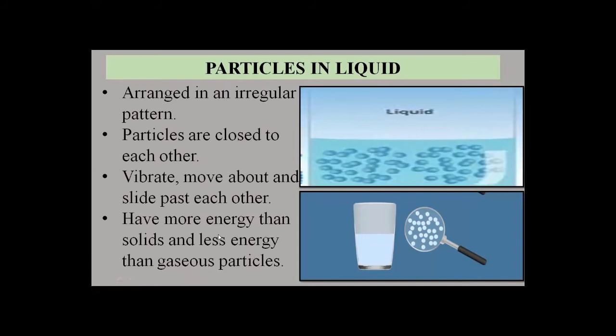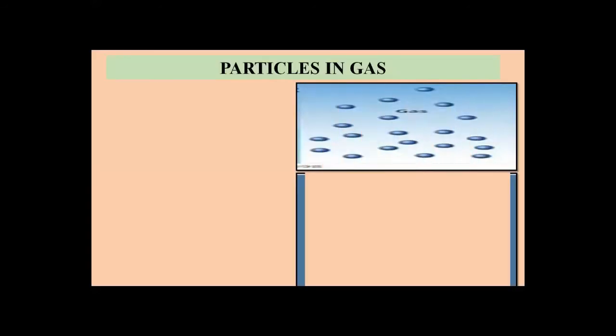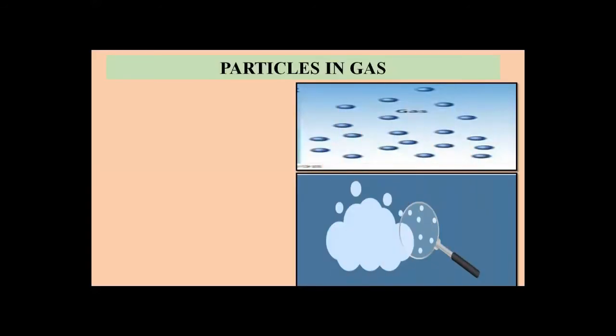At the last, we talk about the particles in a gas. What happens to the particles in a gas? They have no regular arrangement. You can see the no regular arrangement in the gas. You can see the cloud as a form of gas.